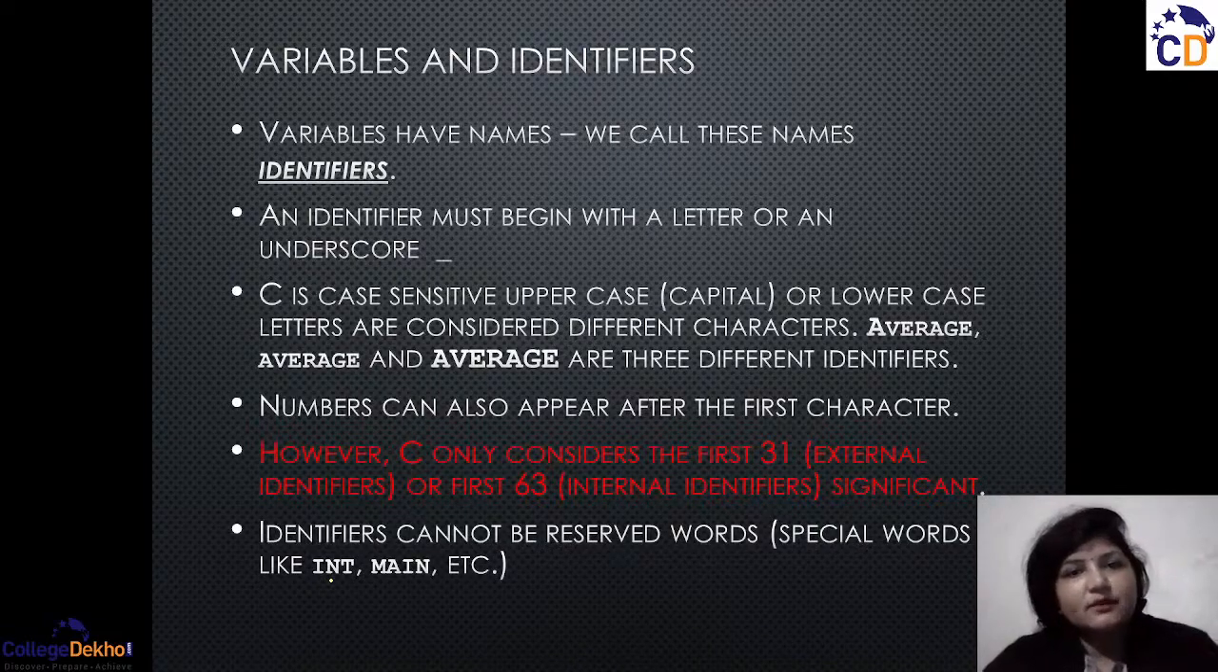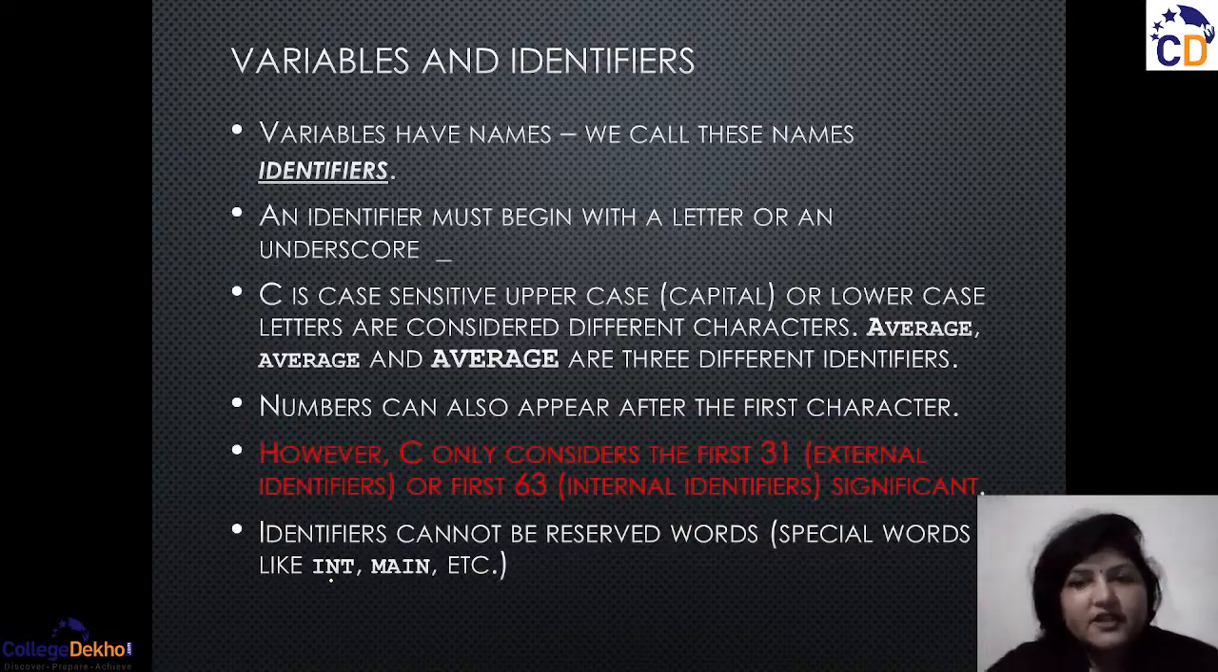So let us see some more things about variables and identifiers. Variables have names. We call these names identifiers. An identifier must begin with a letter or an underscore. C is a case sensitive language. Uppercase or lowercase letters are considered different characters. Average in all lowercase, average in all uppercase, and even when the first A is capital and the other part is in lowercase, they are three different identifiers in memory.